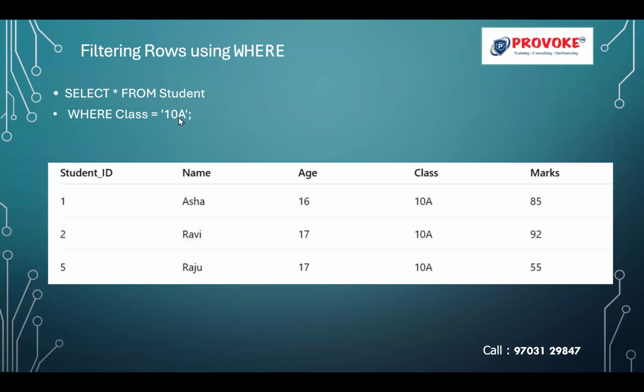So WHERE is a clause, not CLASS, CLAUSE. It is a clause in the SQL query language which is going to filter for some particular condition while selecting the rows from the table. I don't want to see all the rows. I want to see only the rows which belong to 10A. For that only, I'm going to provide this WHERE clause. This is for filtering the rows.